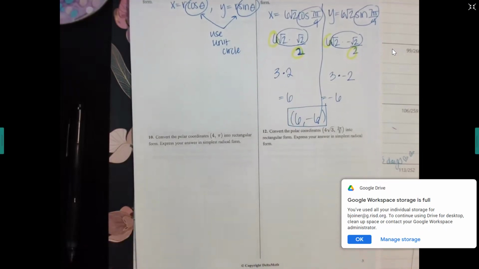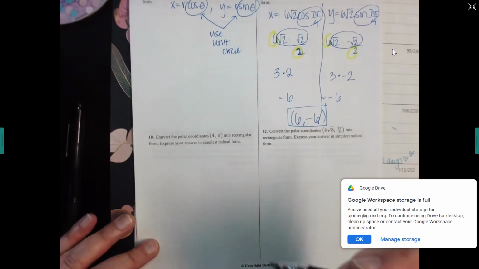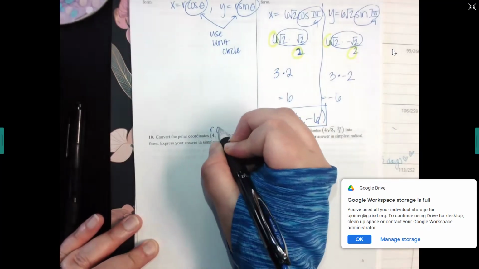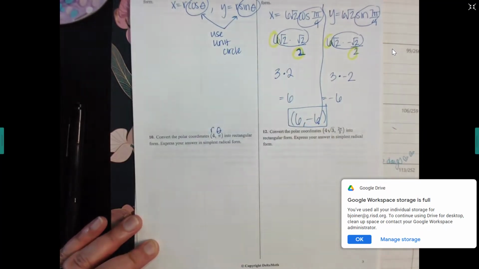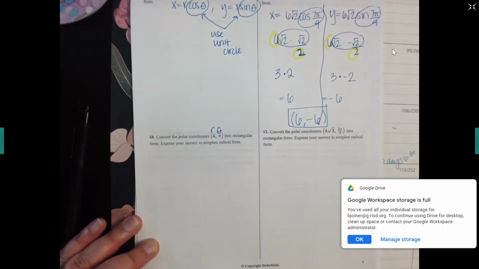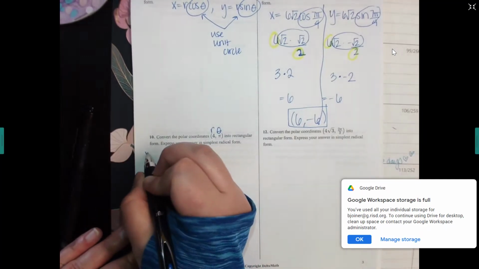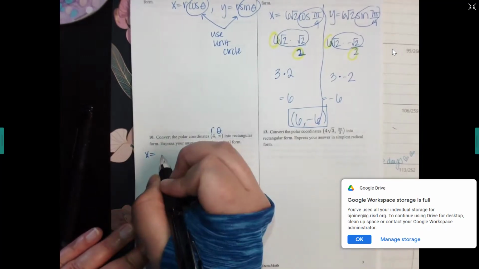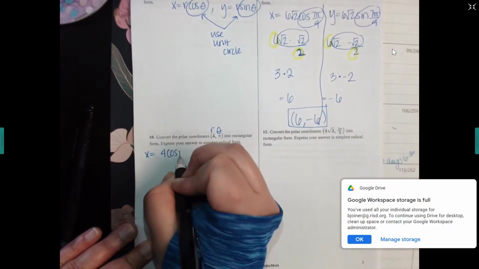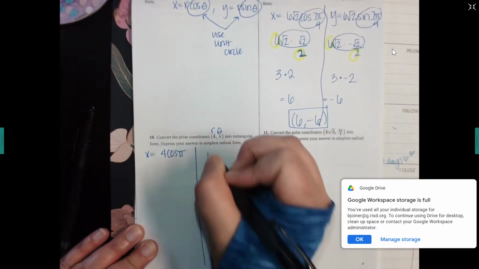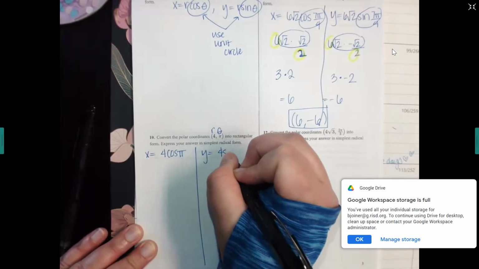Let's do another one. Let's go to number 11 or number 10. Okay, so I have an r and a theta. I have a 4 as my r and a pi as my theta. So remember your formula is that x is r cosine theta, so 4 cosine pi. And my y is going to be 4 sine pi.